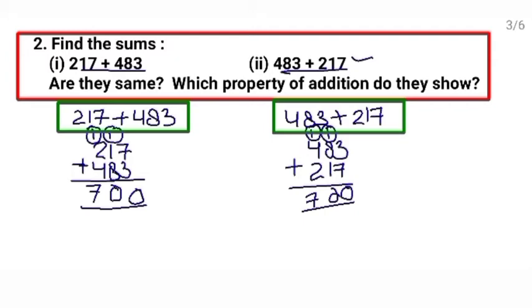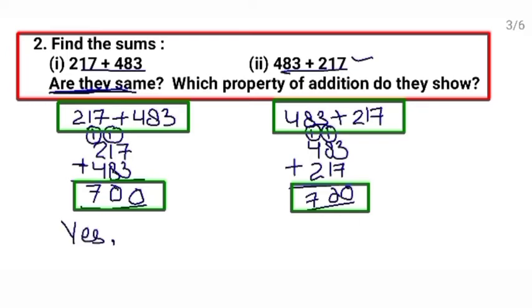We are adding the same numbers on both the sides. What we have done is we just changed their order. Right? That's why we are getting the same answer. And which property is this? When we change the order of the numbers and we add them, we get the same answer. They are asking, are they the same? Yes, they are the same. Which property of addition do they show? This property is the commutative property, right?